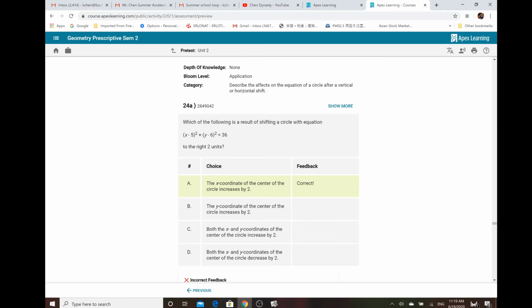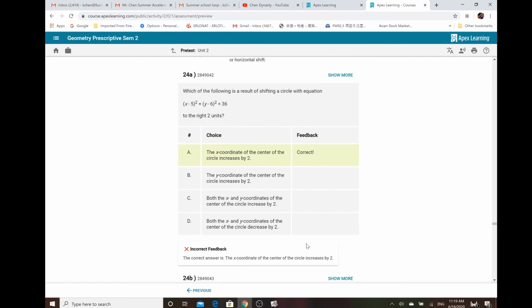And this one, the circle is moving to the left or to the right. So that means there's no change for the y value. It's only the change for the x value. So the x-coordinate of the center of the circle increases by 2, because that's moving to the right, which is going in the positive direction. If that's shifted to the left, that means it decreases.